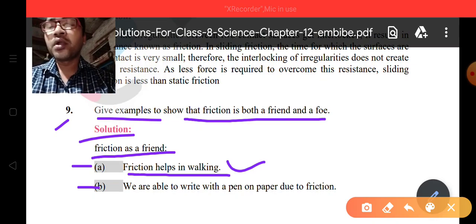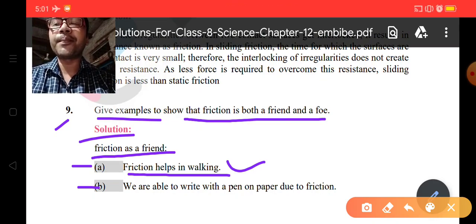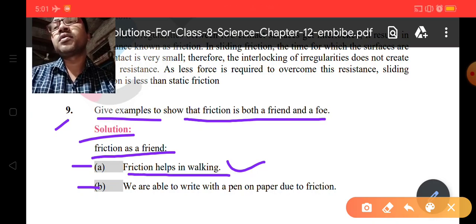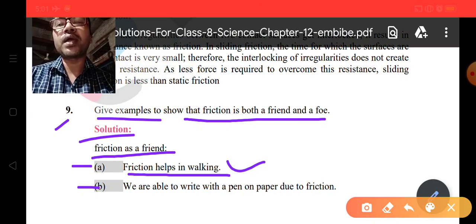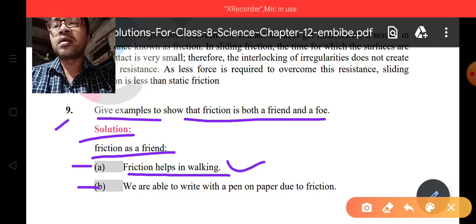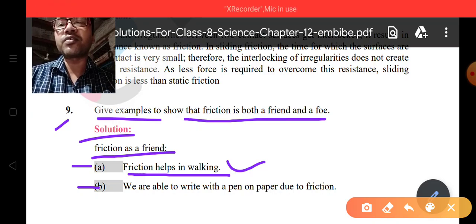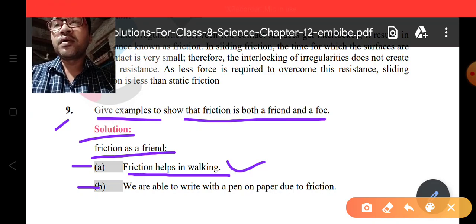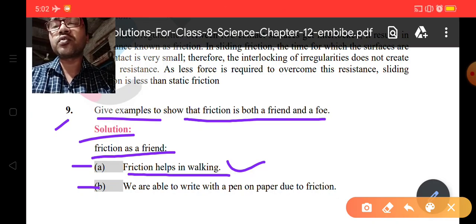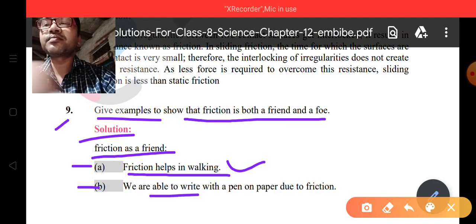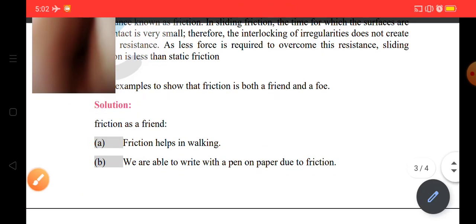Second, we are able to write with a pen on a paper due to friction. So yes, it is our requirement. We need to write something on a paper, then it is friction due to it, which make it possible. Means due to friction we are able to write something by using pen on a paper. So in this case also it helps us and it is our friend. Let's see the next case.